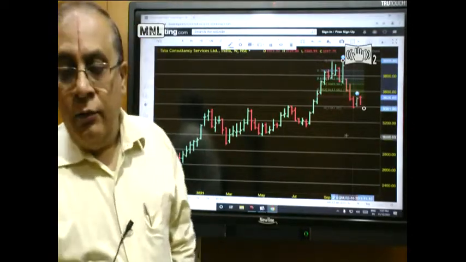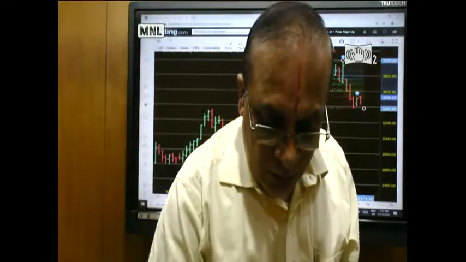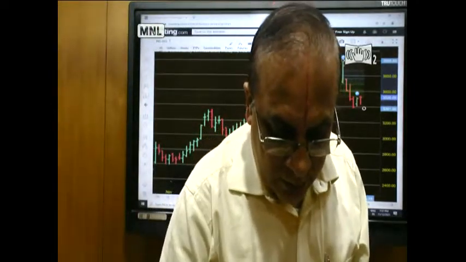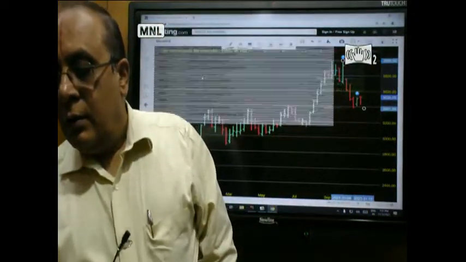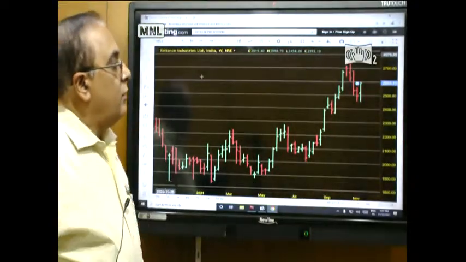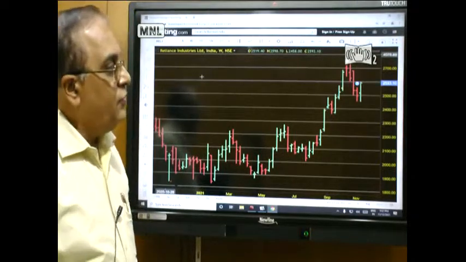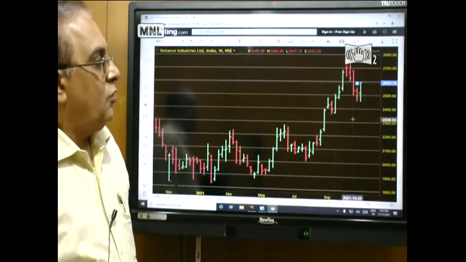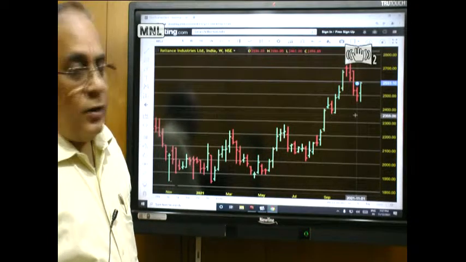Okay. Now we will look at some other stocks. Reliance. So this is a weekly chart, so we have got a huge rally. So Reliance is definitely on the buy side, because one reason is it has crossed a weekly high and the trend is up on the weekly chart.